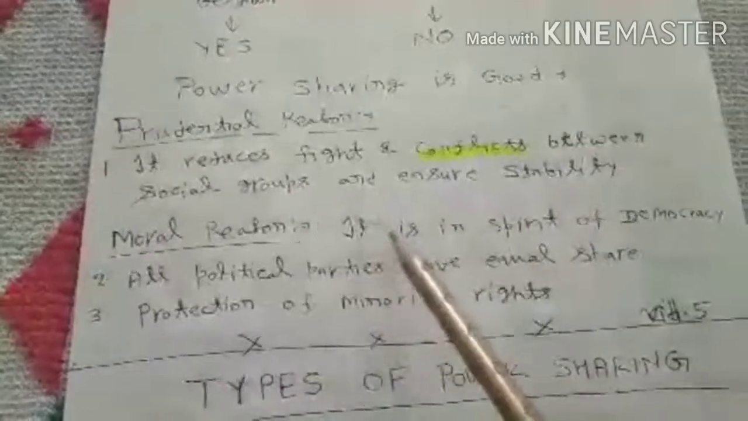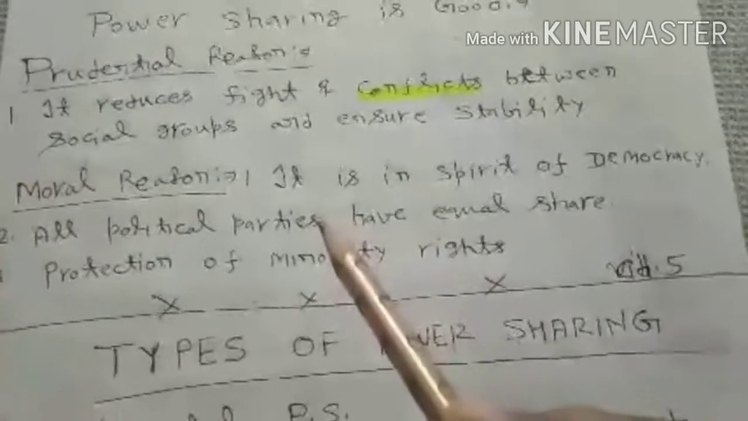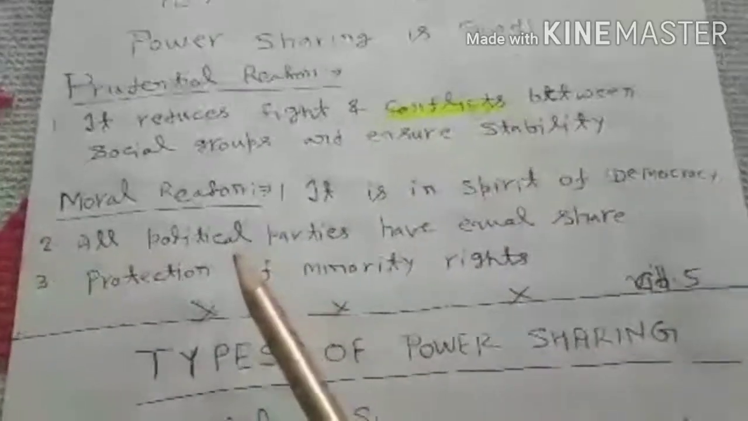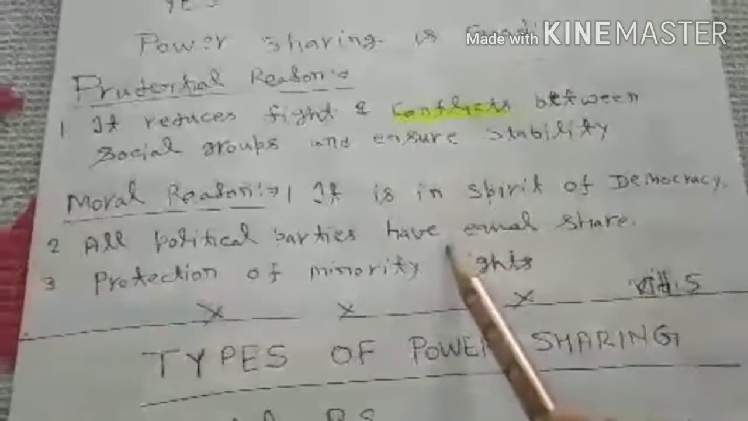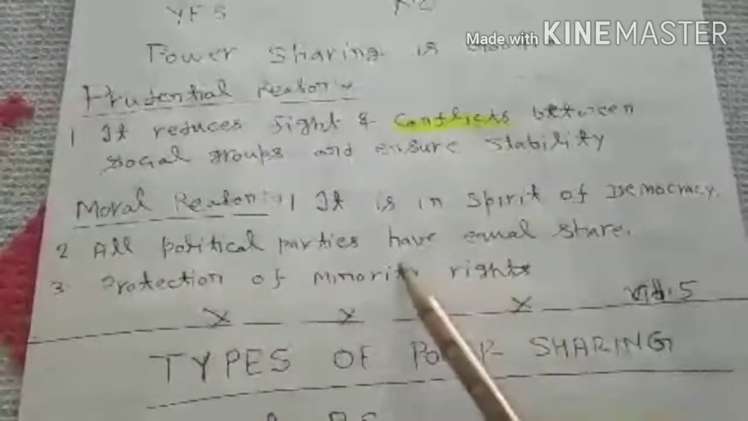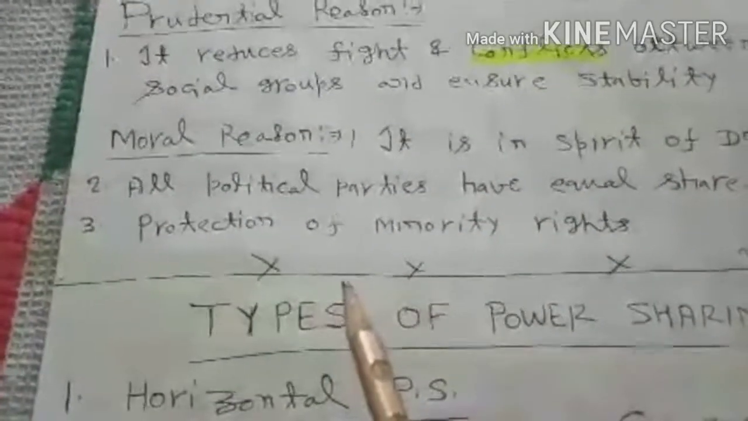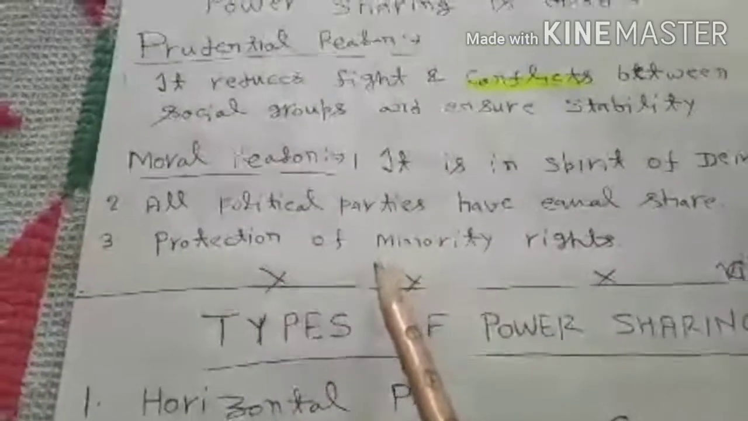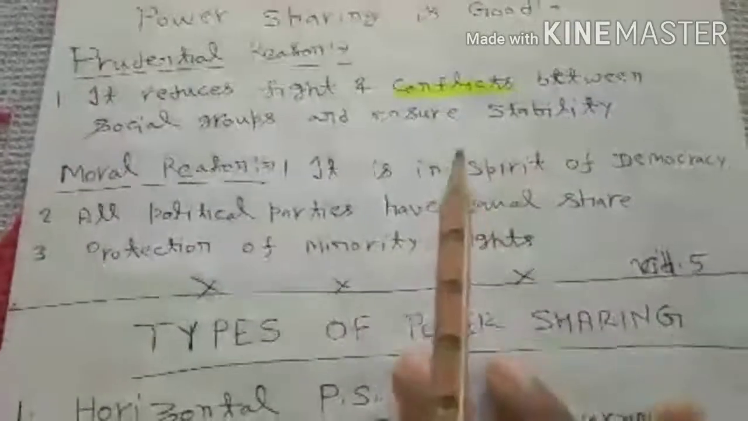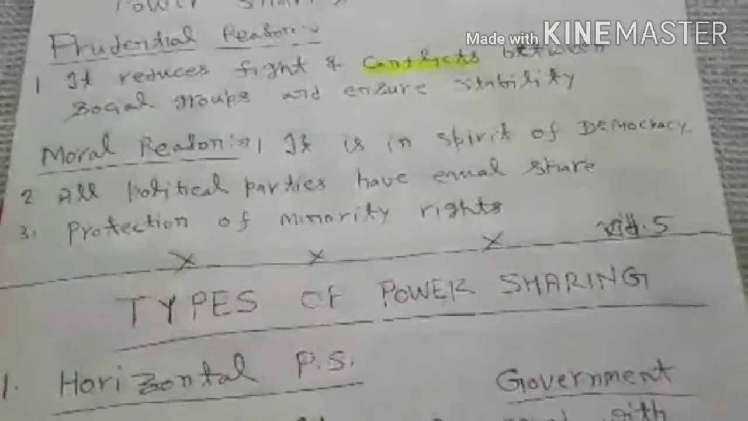The second one is the moral reason. The point is that it is in the spirit of democracy. Countries that are democracies, suppose India is a democracy also, it is in spirit nowadays. All political parties have an equal share. Every political party has an equal share in the vote, and their majority, their power in the parliament, at the central level or at the state level. Protection of minority rights: if power is shared among the people or the government, there is protection for minority people also. Okay, so that video finishes here. In the next or final video, we will discuss the types of power sharing. Okay, have a nice day.